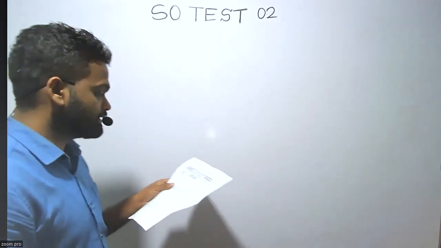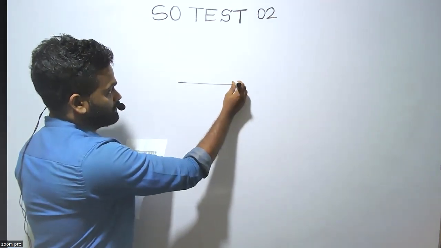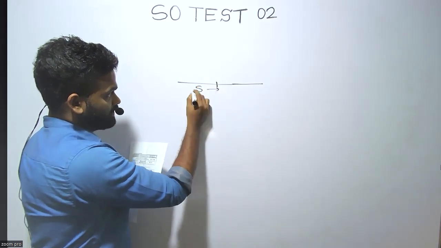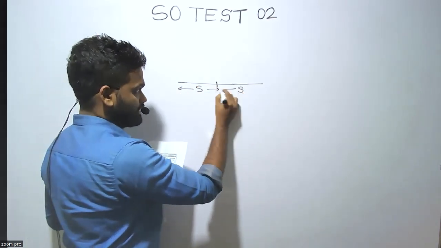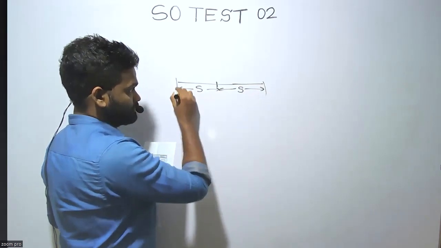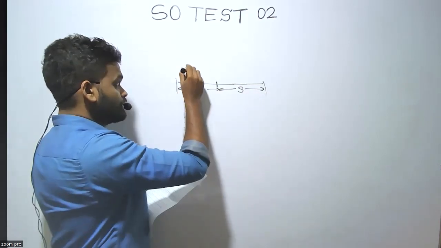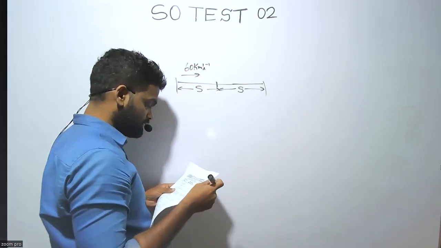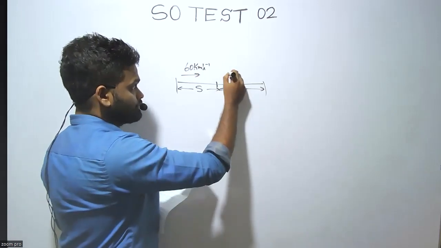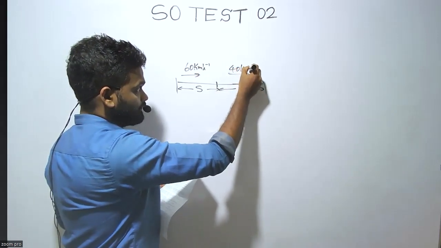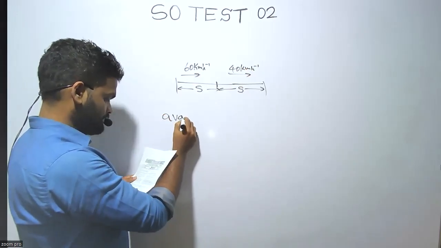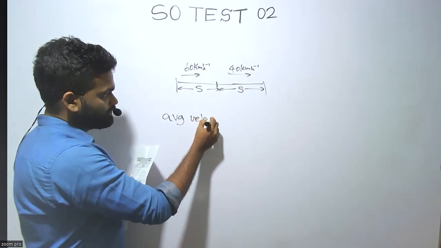Right, second question. A car moves half of its motion at 60 kilometers per hour. I'll take one half as capital S, another half as capital S. So those are the two distances. This half is moved at 60 kilometers per hour, and the other half is moved at 40 kilometers per hour. What they ask is average velocity. What's the equation for average velocity?